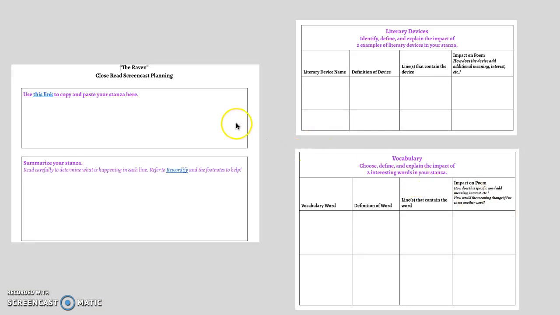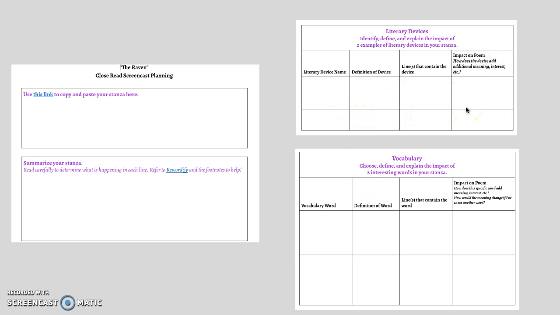So here's what their sheet looks like. This is a Google Doc that's shared with them, and then the partnership can work together and both help each other out. So they copy and paste their stanza here. Here's where they work on that summarizing, and here is where they break down how to analyze the literary devices. So they put the device name here, they put the definition back in, they copy and paste the lines that have the device, and then this is the most challenging part. How does it impact the poem? How does it add meaning or interest to the poem? So this helps break down their thinking.